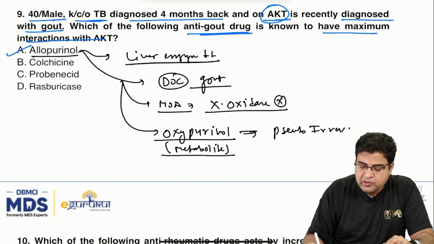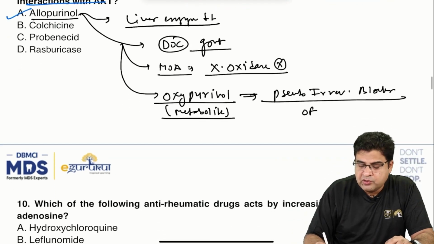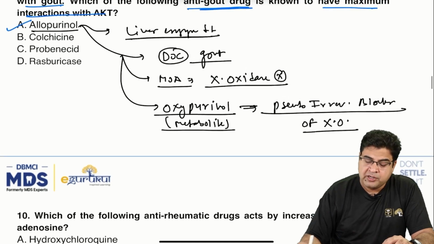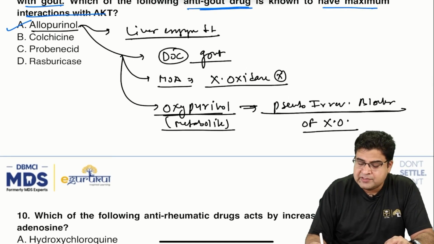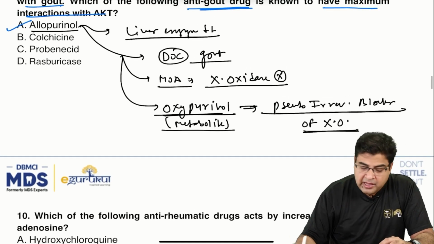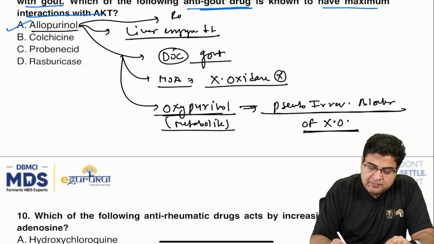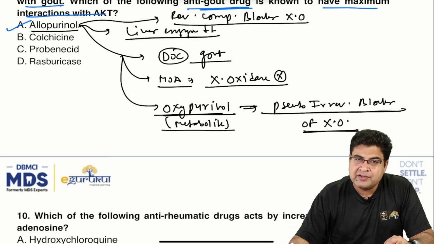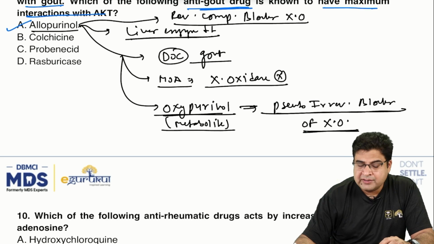This is a pseudo-irreversible blocker of xanthine oxidase enzyme. Drug name is allopurinol. Its metabolite is a pseudo-irreversible blocker of xanthine oxidase. Allopurinol itself is a reversible competitive blocker of xanthine oxidase, but its metabolite is a pseudo-irreversible blocker of this xanthine oxidase.